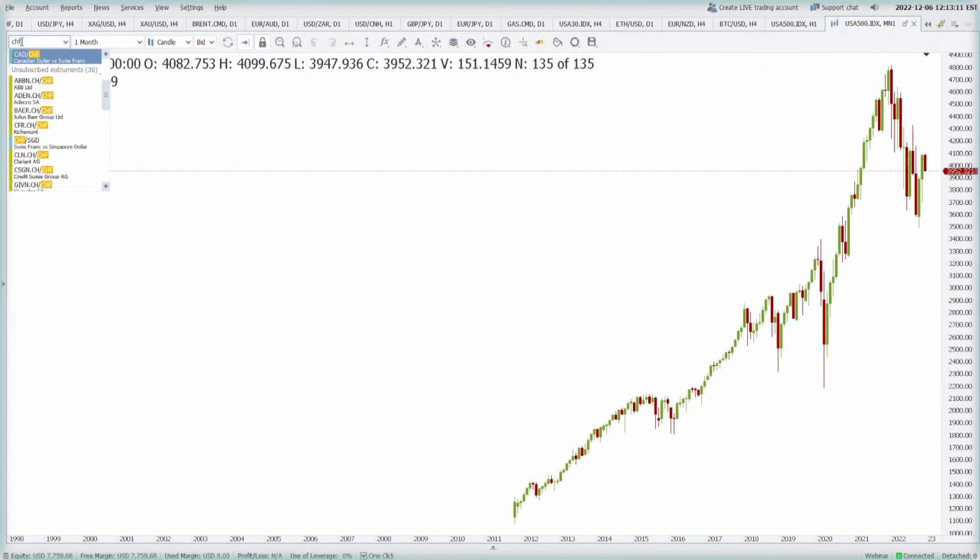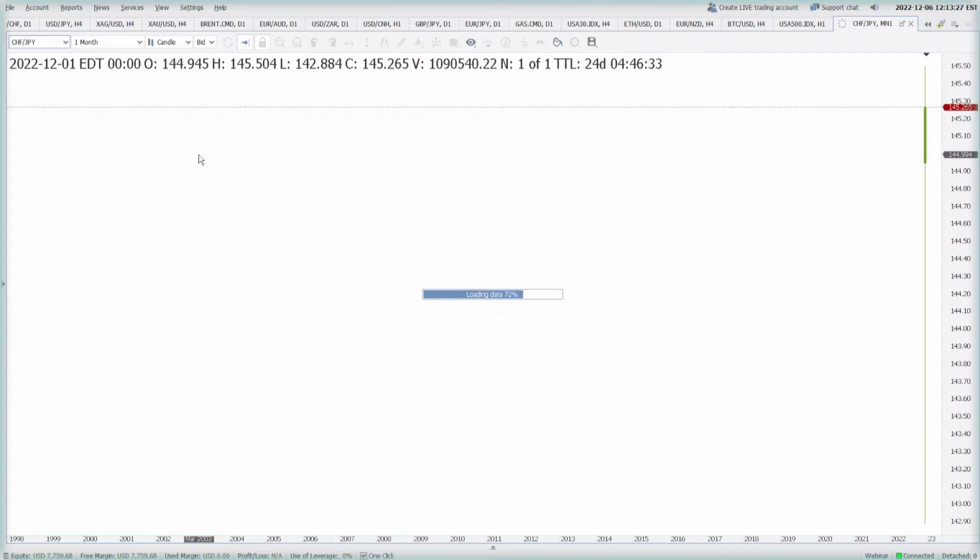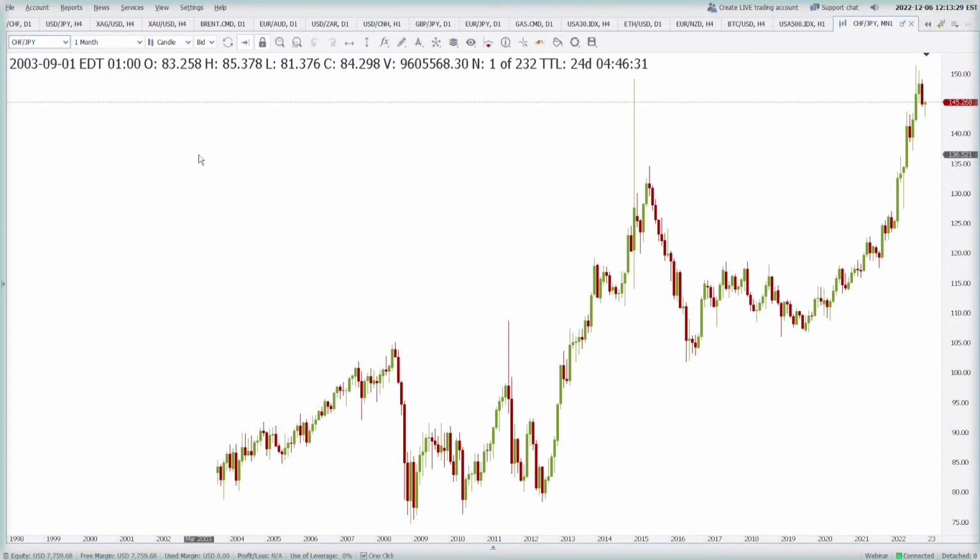So how do we look at a new pair that we want to see? Okay, I'll show you. CHF JPY. I have no idea about where CHF JPY is going, but I have a broad idea that the Japanese yen has now started gaining strength overall.